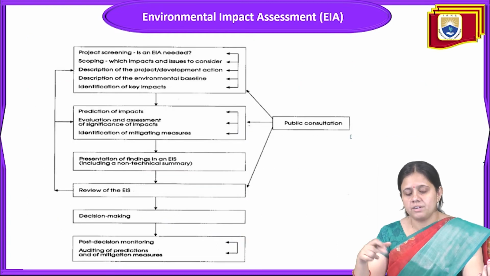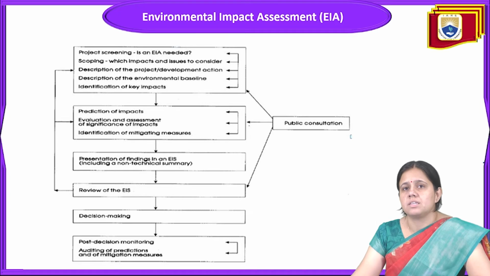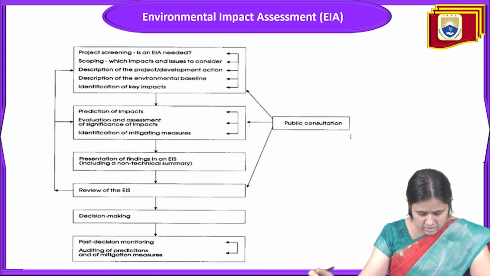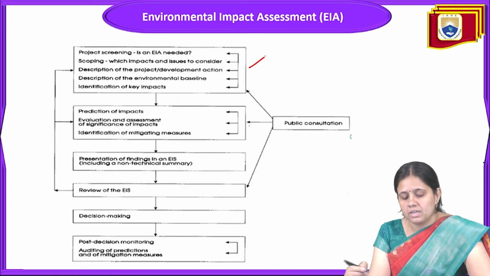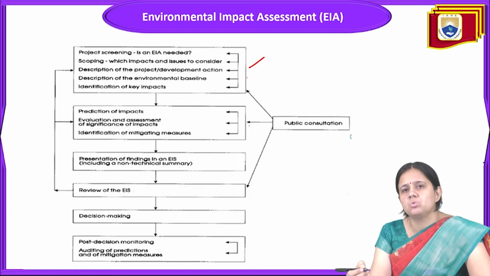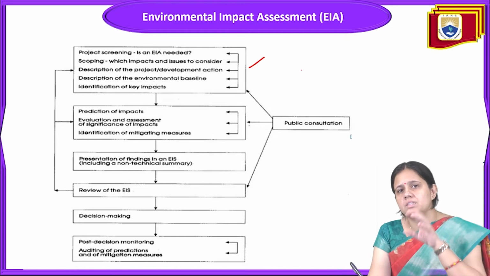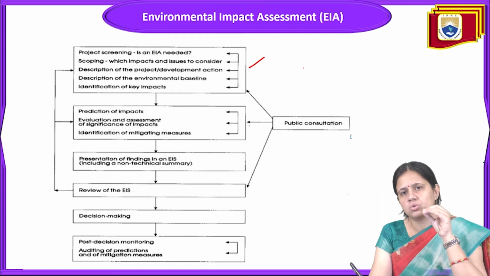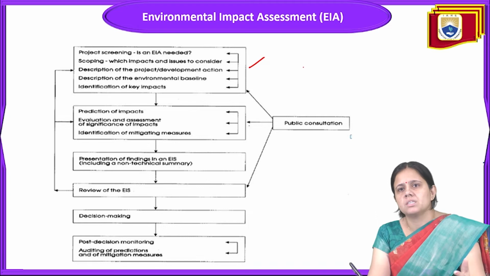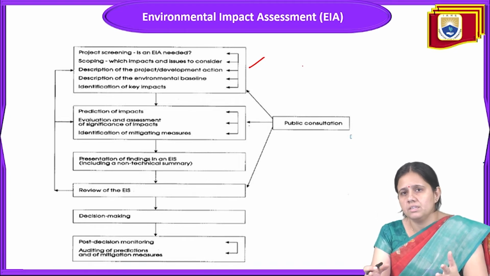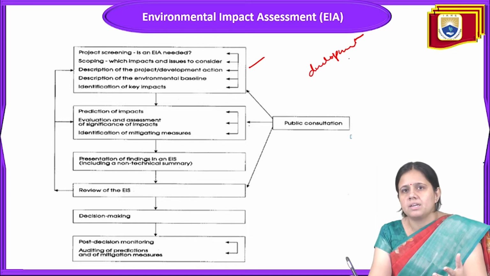And this is the flowchart for the EIA impact studies. First, we consider the project and whether an EIA is needed or not. Then they will do the scoping of the project, meaning which impacts and issues to consider. Scoping will decide which impacts and issues regarding that project will be considered. And then the description of the project, the development action. Then on the other side, they also look at the developments related to that project.